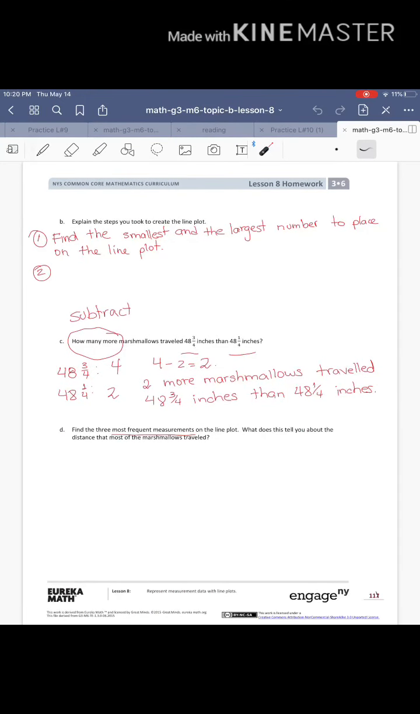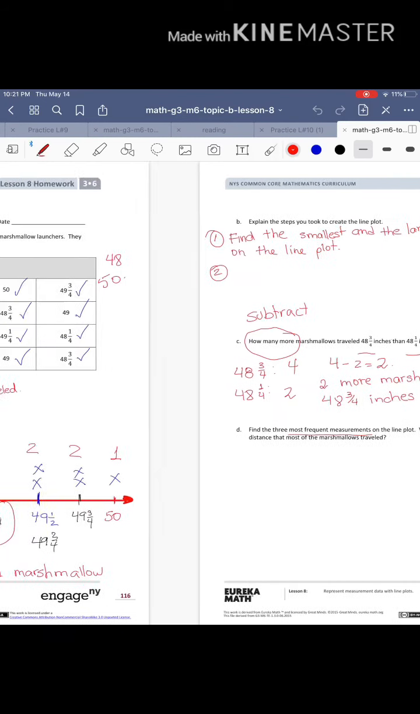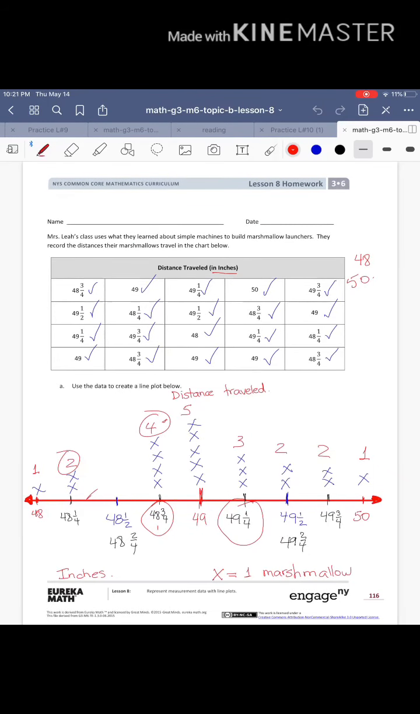Then the letter D is asking us, find the 3 most frequent measurements. I just underline this because this is the important thing that we're looking for. Most frequent measures on the line plot. What does this tell you about the distance that most of the marshmallows travel? When you see the most frequent measure, it means the measures that have the most x's on the number line or the line plot.